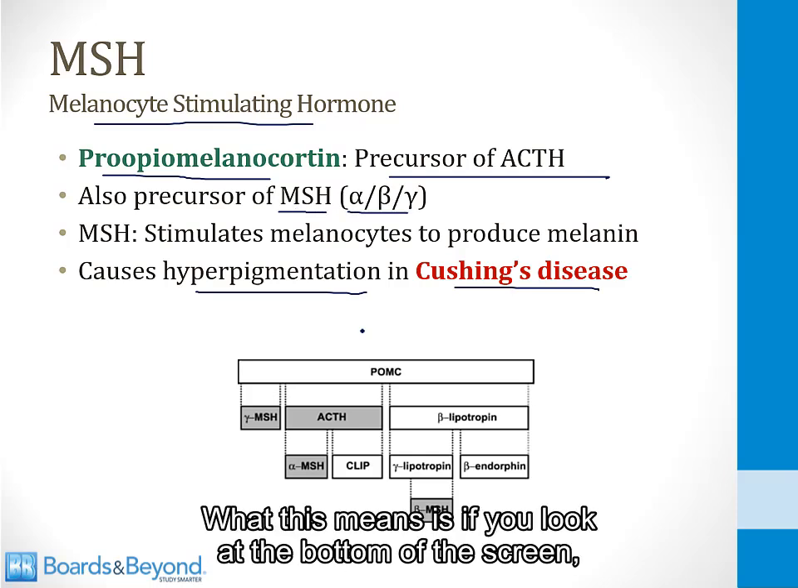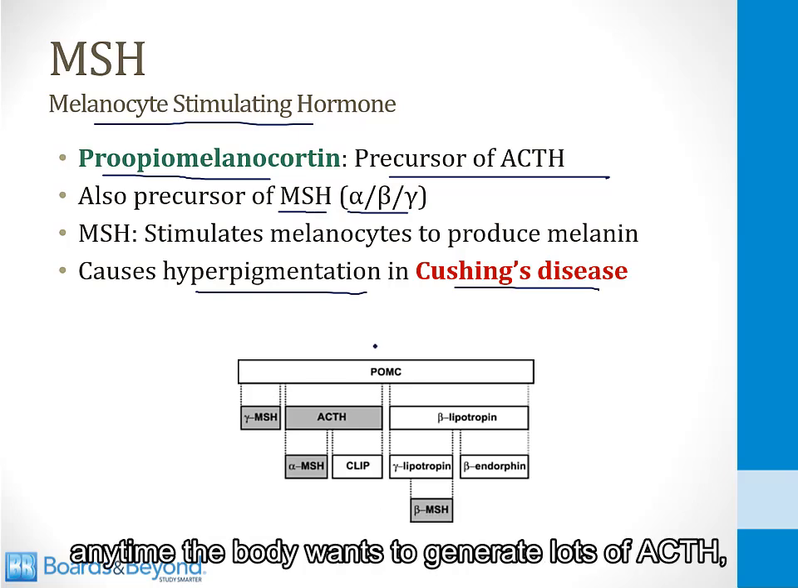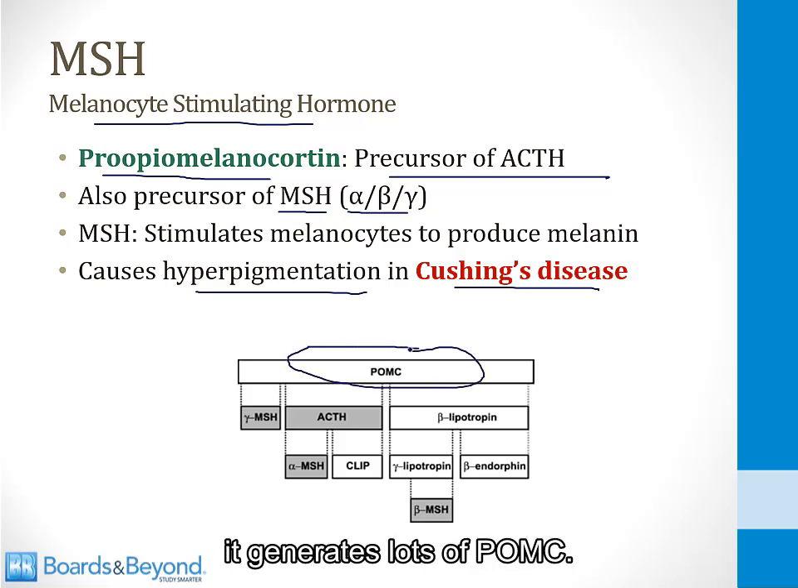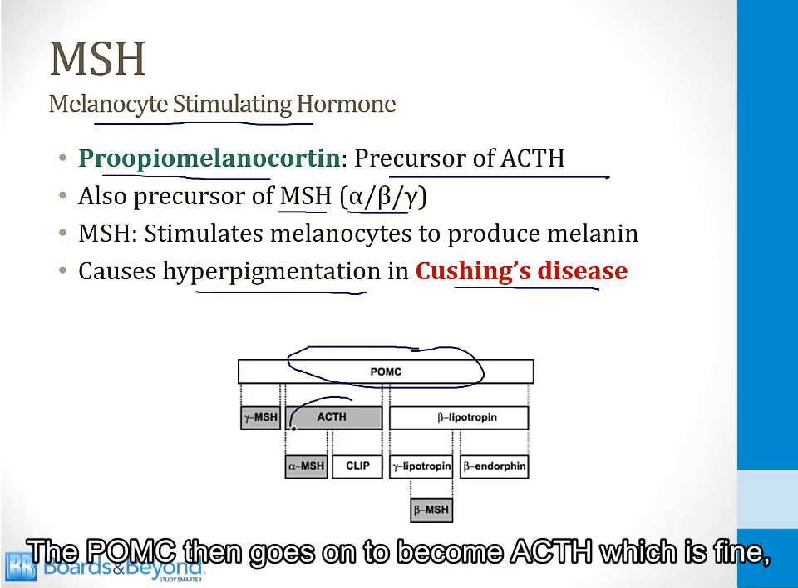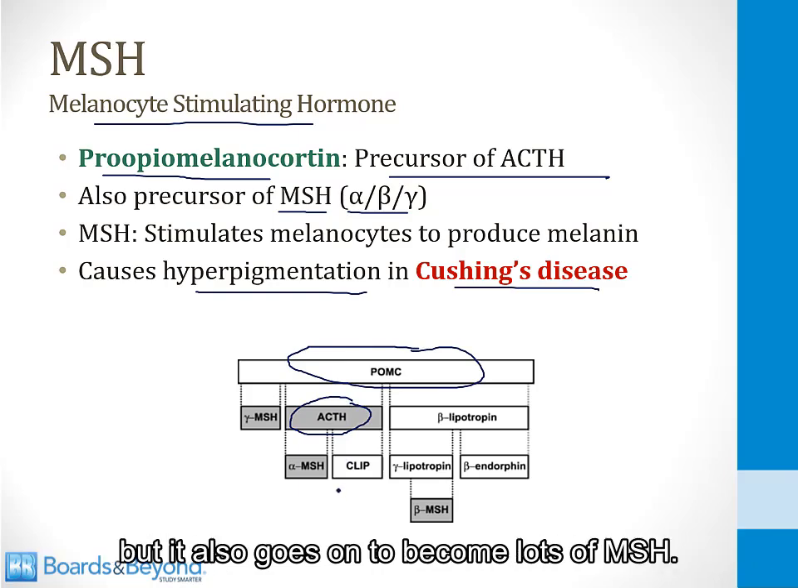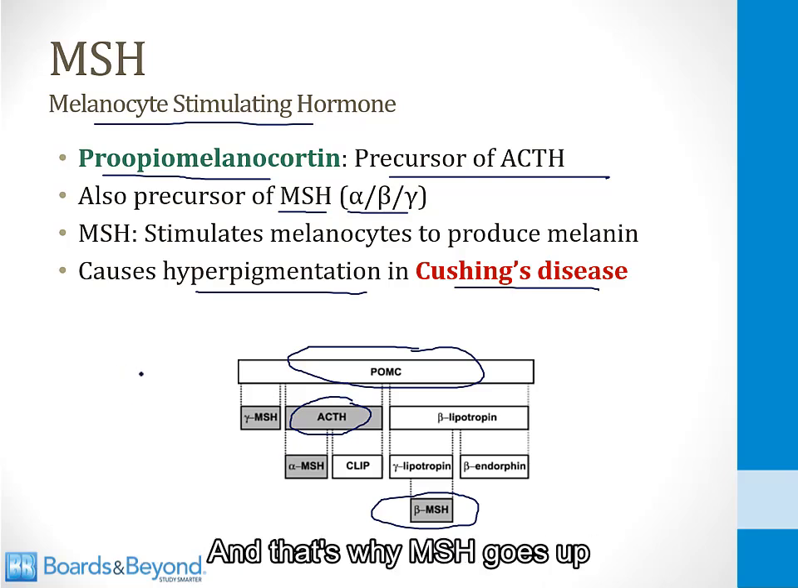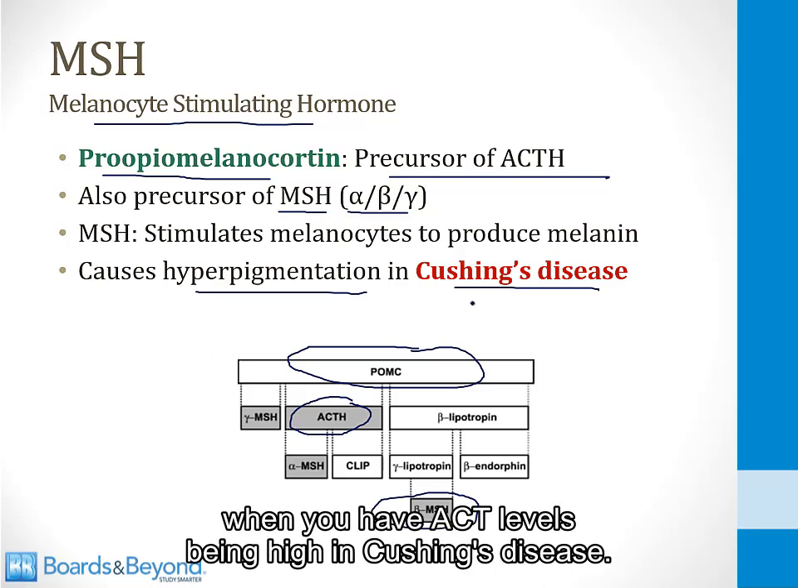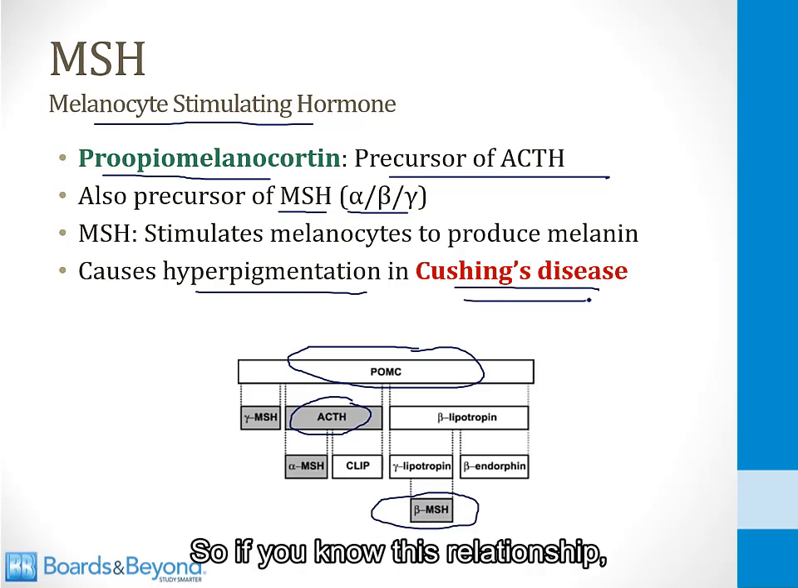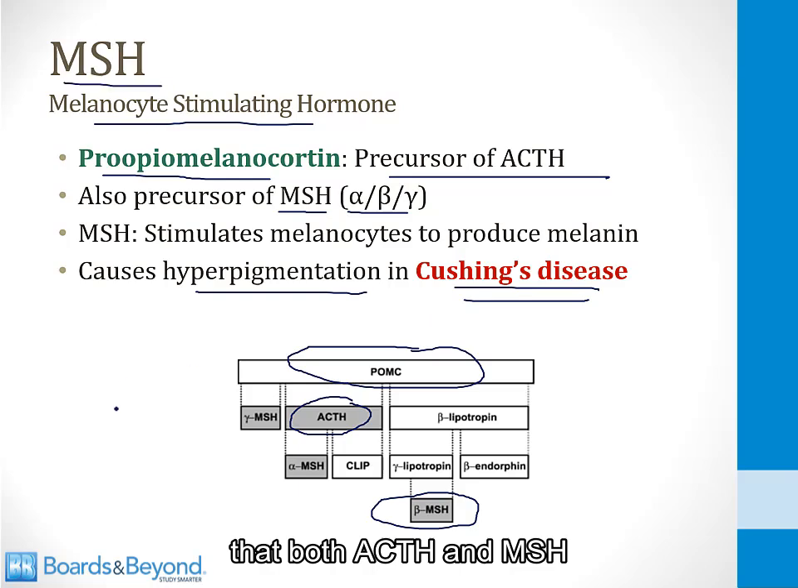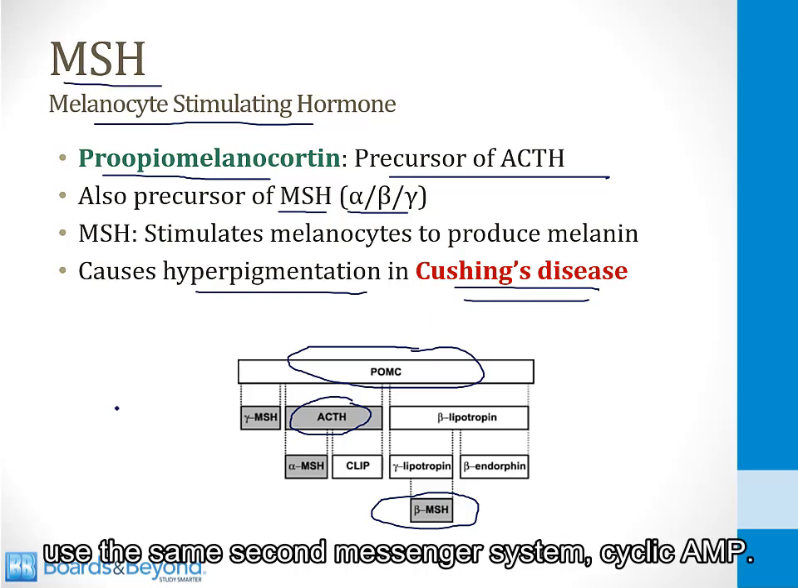What this means is, if you look at the bottom of the screen, anytime the body wants to generate lots of ACTH, it generates lots of POMC. The POMC then goes on to become ACTH, which is fine, but it also goes on to become lots of MSH, and that's why MSH goes up when you have ACTH levels being high in Cushing's disease. So if you know this relationship, then that's another easy way to remember that both ACTH and MSH use the same second messenger system, cyclic AMP.